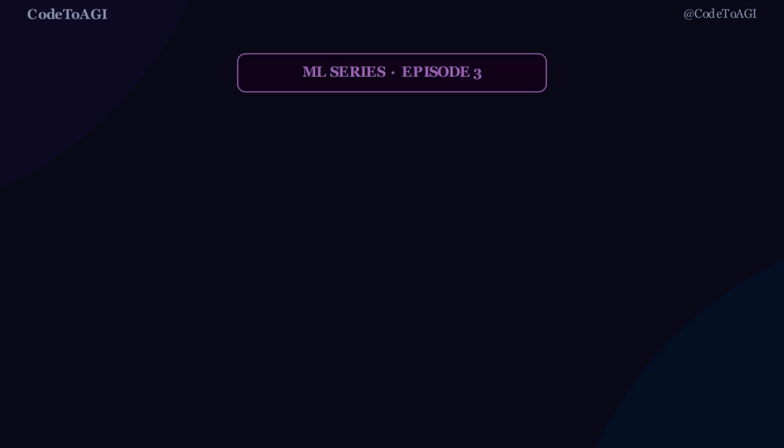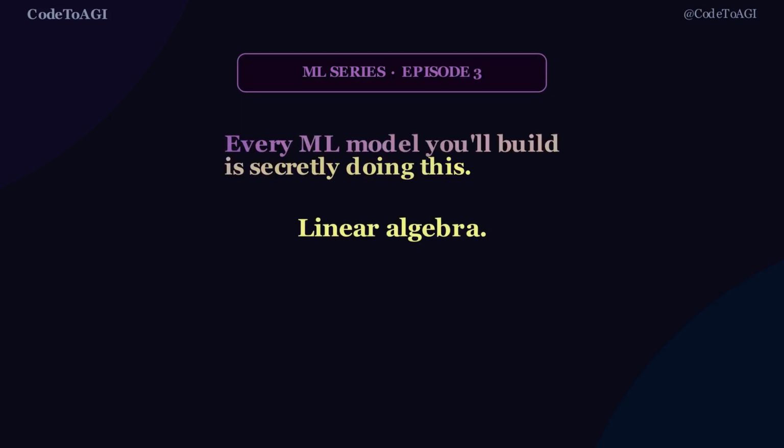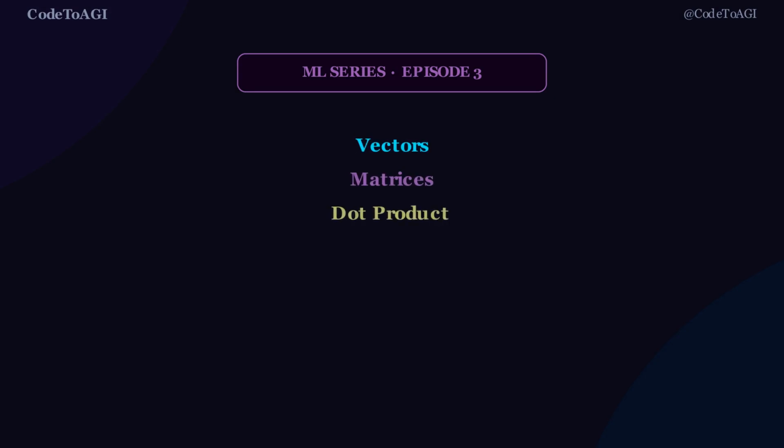Every machine learning model you will ever build is secretly doing one thing. Linear algebra. Not the version from your college textbook. A much smaller, sharper toolkit. Vectors, matrices, one operation called the dot product. That's it. That's the whole list.